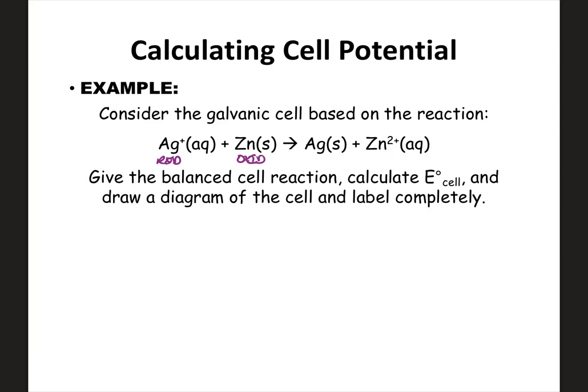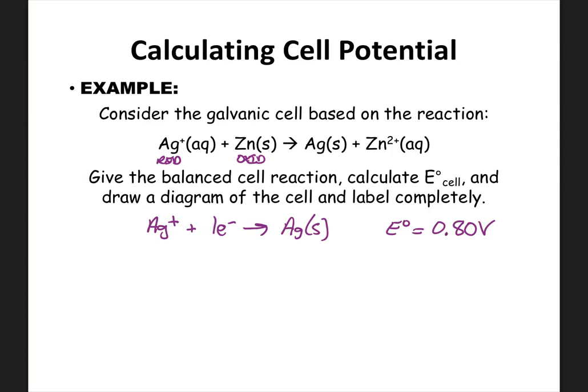I already know the silver's reduction, so it's going to be written as is from the list here. So I have the Ag plus plus 1 e minus going to Ag solid. That's reduction because it's gaining electrons. It's written as is from the list. So our E naught here for that is going to be 0.80 volts.